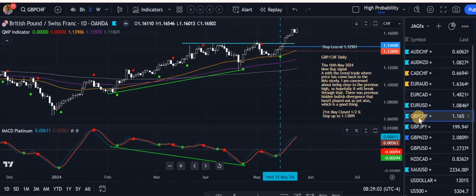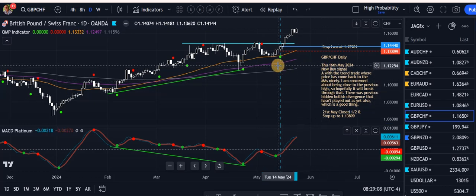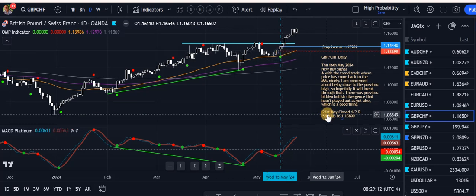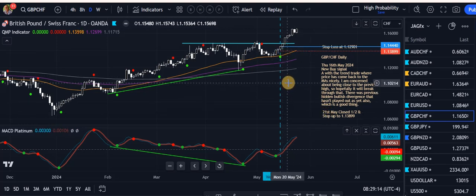Pound Swiss, we're in a buy trade from the 16th of May. It's going up nicely. Trailing my stop now. I'll close half on the 21st. So where was that? 21st. Yeah, just on the open of this candle there. Yep. So there's a bit of profit on the table.